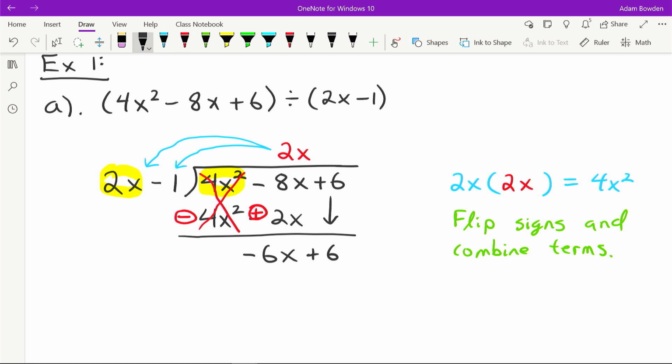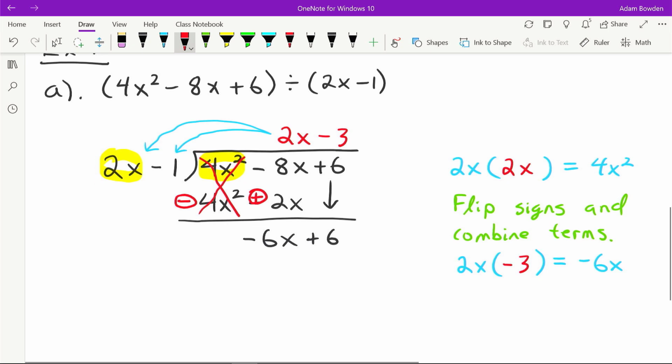We do the process over again. We ask ourselves, 2x times blank equals negative 6x. What would we have to multiply by to fill in the blank here? Negative 3. Multiply times negative 3 to get negative 6x. Then what's going to happen is that negative 3 itself is going to multiply to both the 2x and the negative 1 as well. So ultimately, these things up here in the quotient are multiplying to both things.